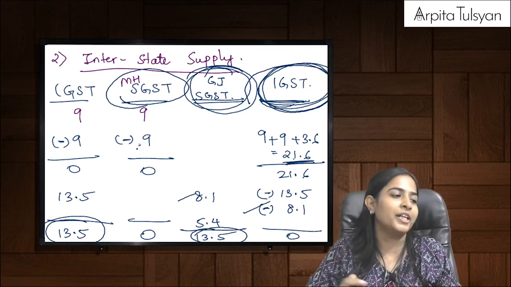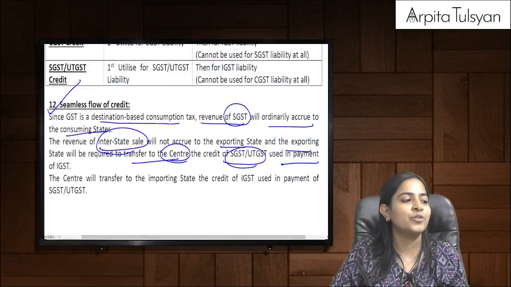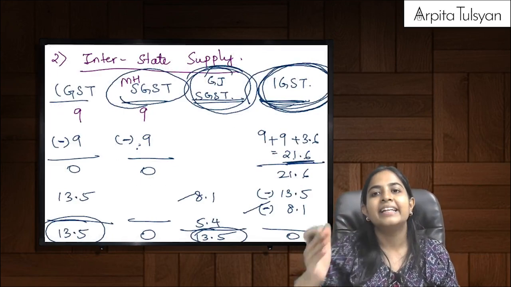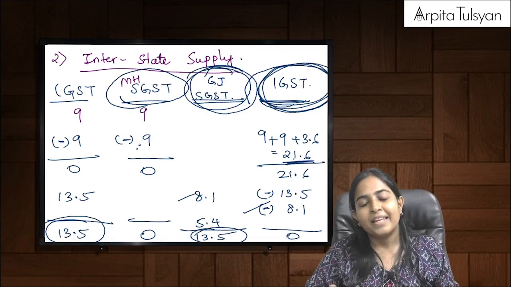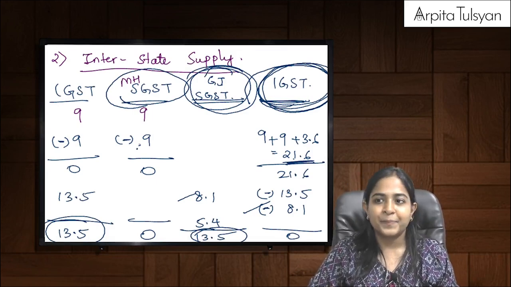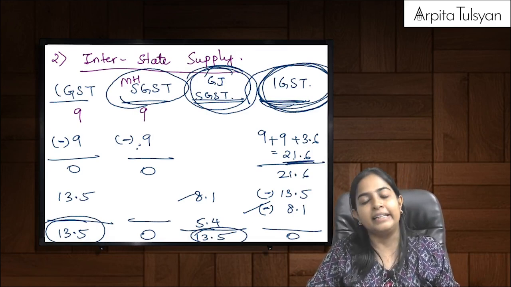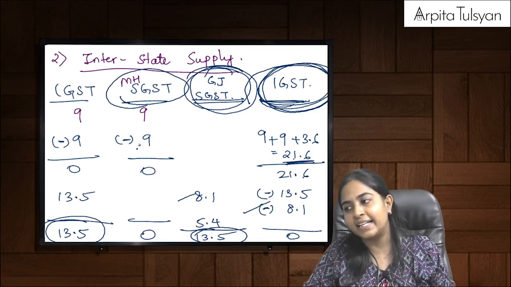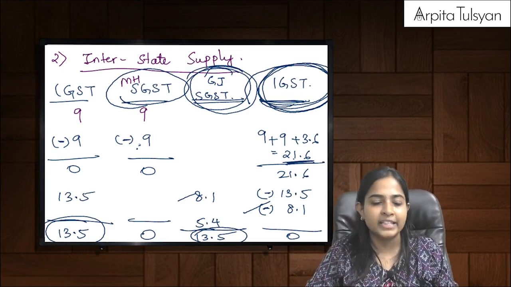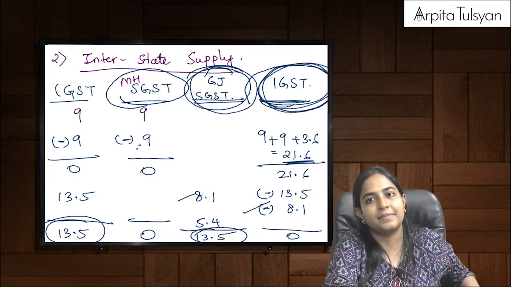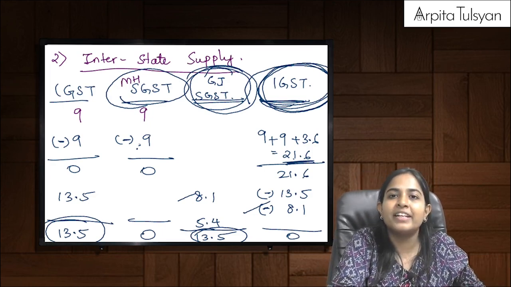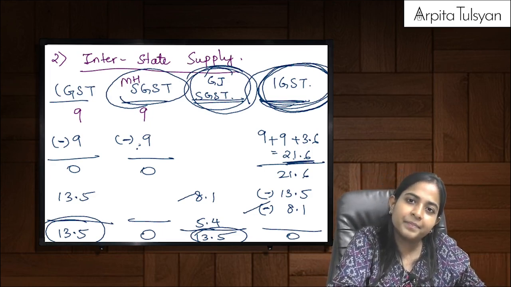Okay, so you need not learn these statements by heart. You just need to understand this. Be very, very clear with this. Yes, ultimately the revenue will reach the center, and ultimately the revenue will reach the consuming state. I hope I am very, very clear till here, everyone. Yes.